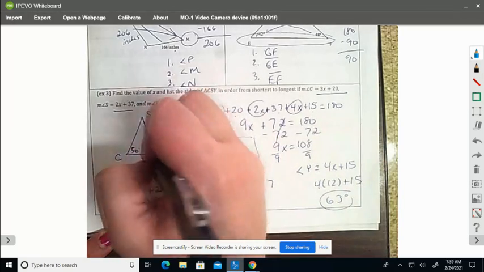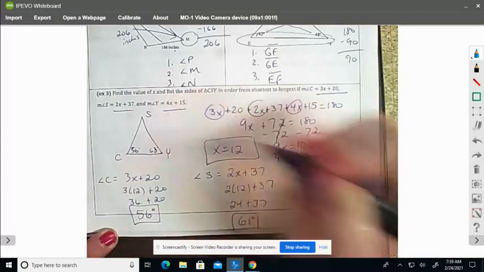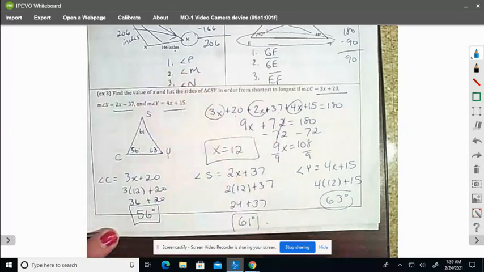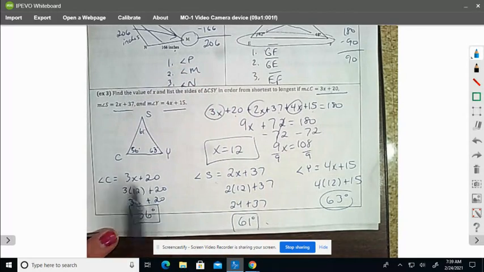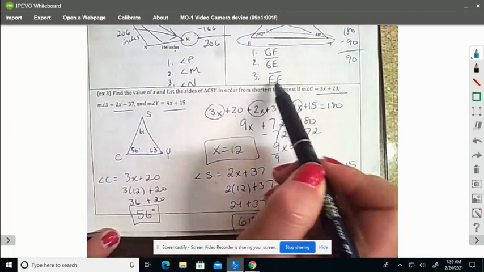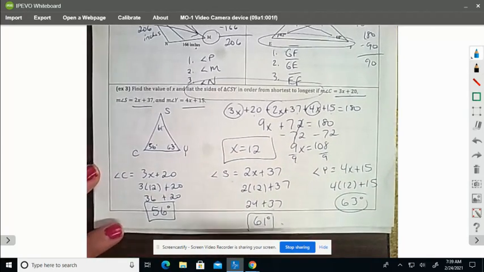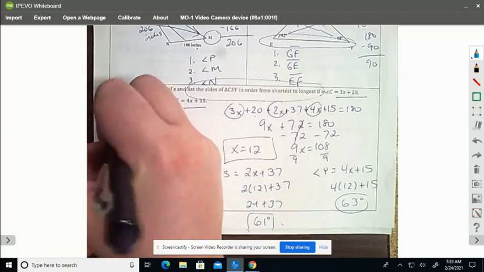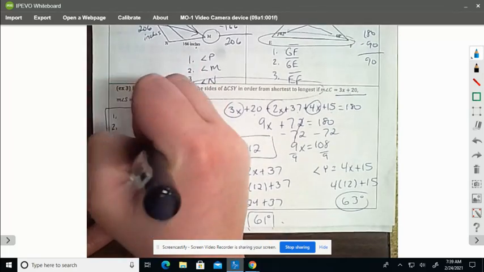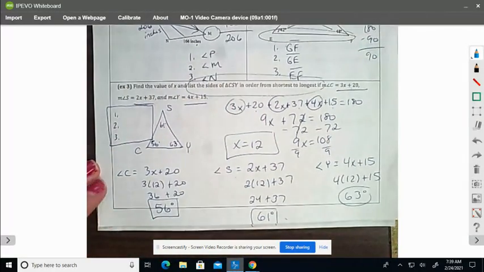Wow, Y is 63. And S is 61. Now, the main question here was find X, list all the sides from shortest to longest. So I still need my final answer. I need to list these sides. So I'm going to put 1, 2, 3, a little small because I'm running out of room here.